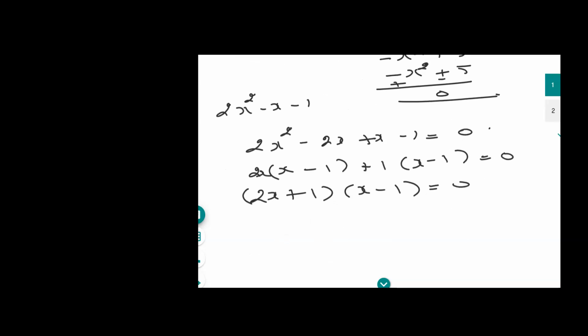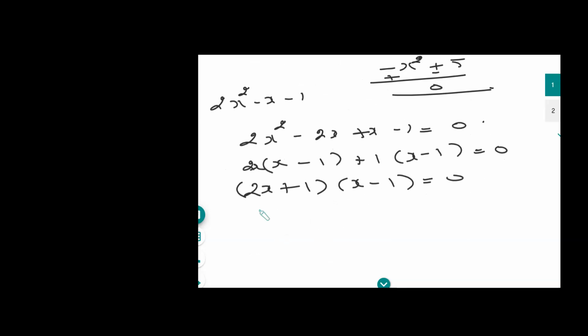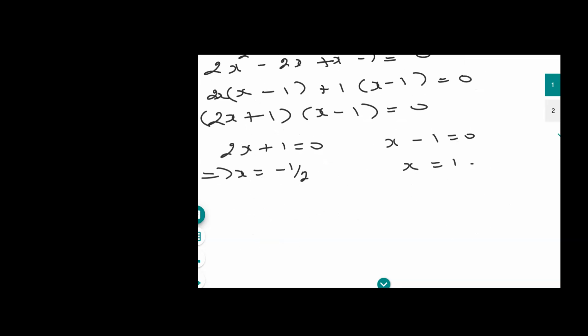So the roots are, when you take 2x plus 1 is equal to 0, this implies x is equal to minus half. And when x minus 1 is equal to 0, this implies x is equal to 1. Hence the roots are, already given as minus root 5, root 5, minus half and 1.